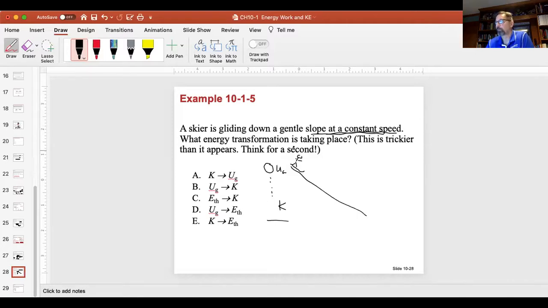If friction is what's causing the person to go at a constant speed, it must mean that the potential energy from gravity, because the person's up at the top, must be going to friction and thermal energy. So the couple of you that picked D, you nailed it. Good job. A subtle question.